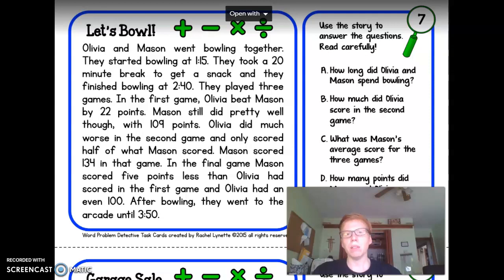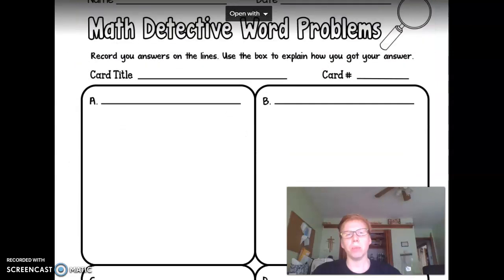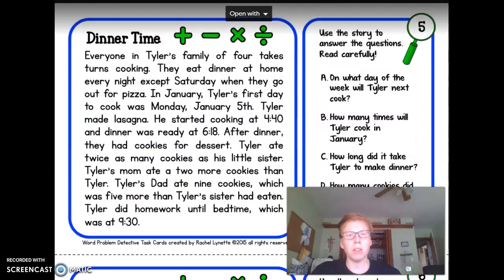In the back of your packet, there is a worksheet that looks like this, and there's also a paper that says Math Detective Word Problems. We're going to talk about those two papers right now. This paper in front of me, the one that says Math Detective Word Problems, is your answer sheet. So you're going to put your answers on this page. You're going to use these pages for the problems.